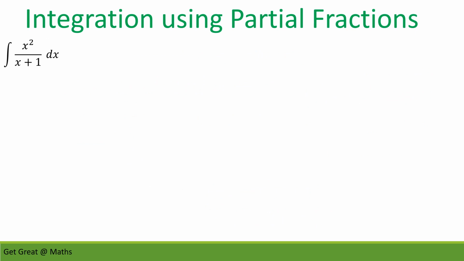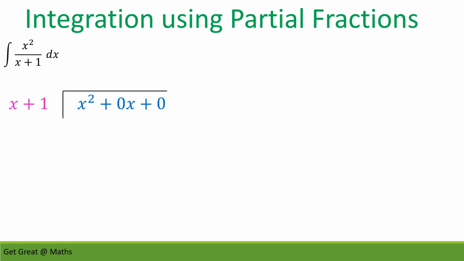Now this example is different. The numerator is a higher power than the denominator. So all the other ones, the numerator and the denominator have been lower powers or the same powers. But in this case, the numerator is a higher power than the denominator. So to deal with this, we're going to use long division first.